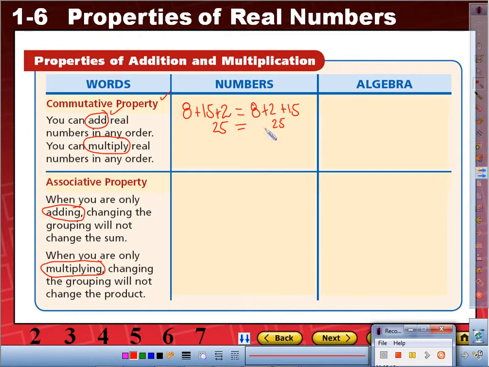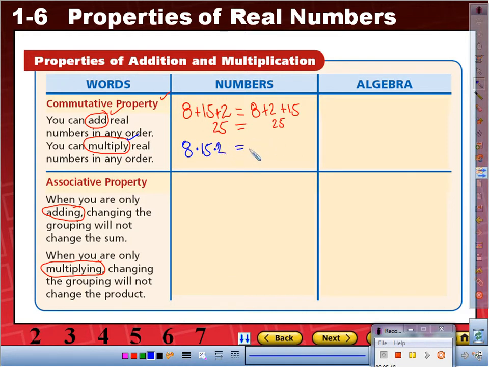Okay, and whatever works for addition, that's what we did here, works also for multiplication. Focus, please. I'm going to do multiplication in blue so you can see the difference. So pay attention, please. So I'm going to use the same numbers. 8 times 15 times 2. And it says that the order doesn't matter, so I'm going to switch these around.